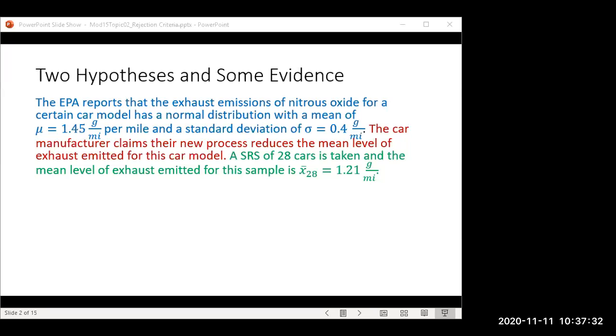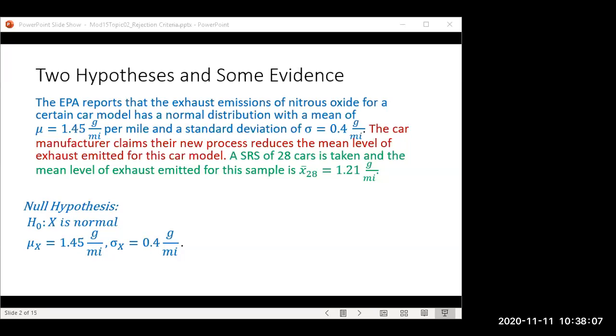So this is one hypothesis, and then the car manufacturer disagrees. They think their new process has reduced the mean level of exhaust emitted for this car model. So we have two different hypotheses about the population. The null hypothesis is this first one from the EPA. We can tell it's the null hypothesis because it's specific. That's an equal mark right there. They have just one particular number in mind for the mean and standard deviation.